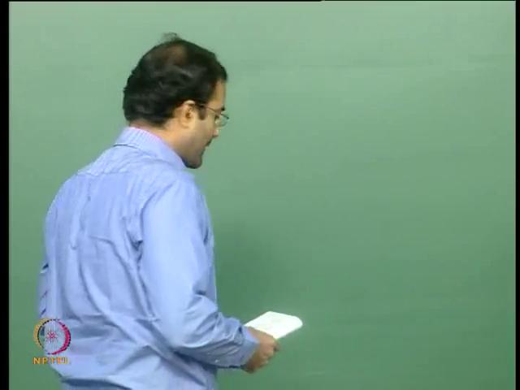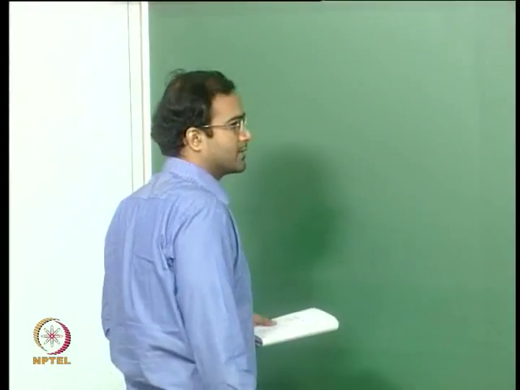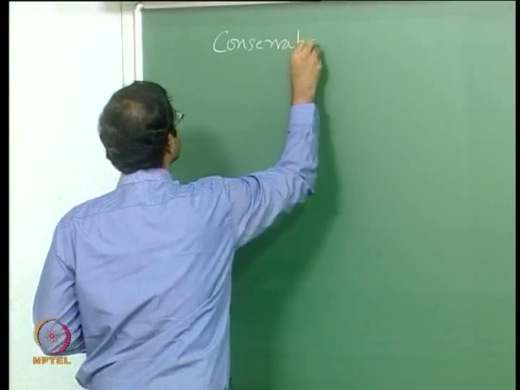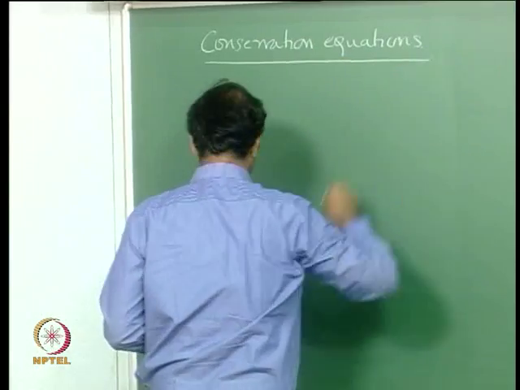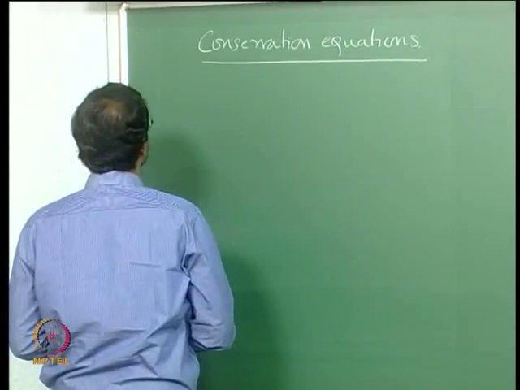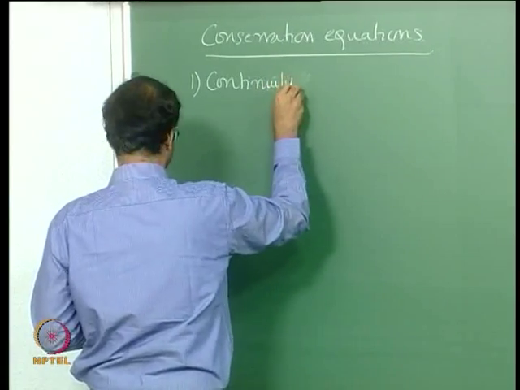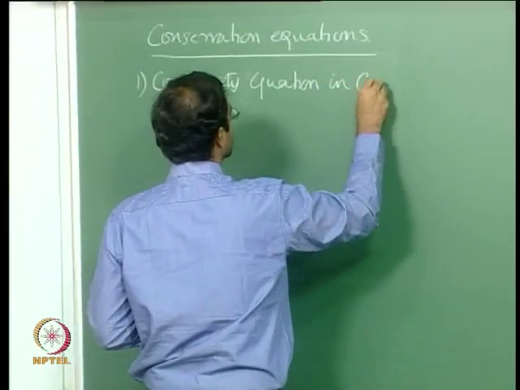So today what we will do is start with the derivation of some of these conservation equations. We will start with the continuity equation. For deriving the conservation equations, first we will define the control volume in space. So the topic will be conservation equations, and we will first start with the derivation of the continuity equation in the Cartesian coordinate system.